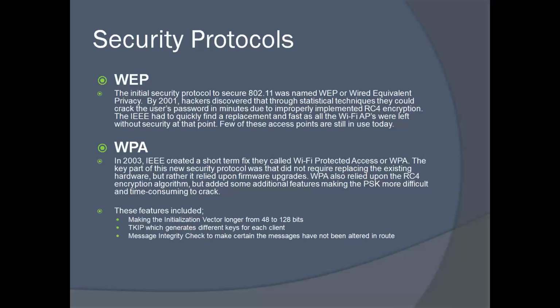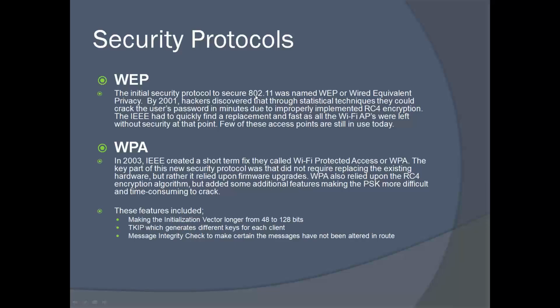Security protocols. All right, once again, just laying out the foundations here. WEP, known as Wired Equivalent Privacy, was the original, the initial security protocol to secure 802.11. 802.11 is basically the IEEE designation for Wi-Fi. IEEE is the body that sets up all the standards for radio transmissions.